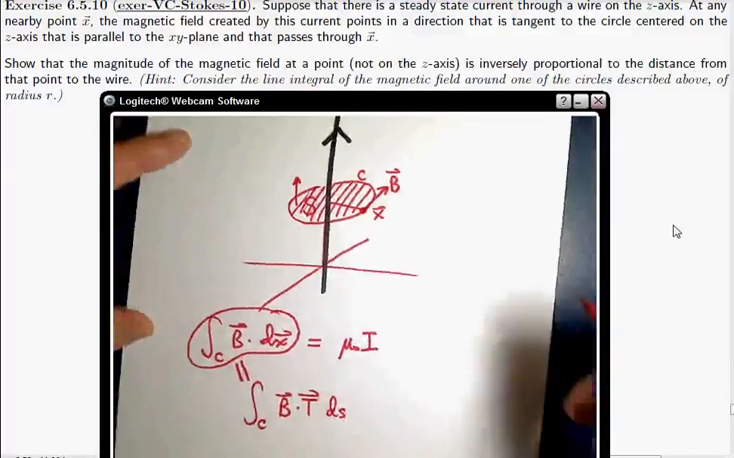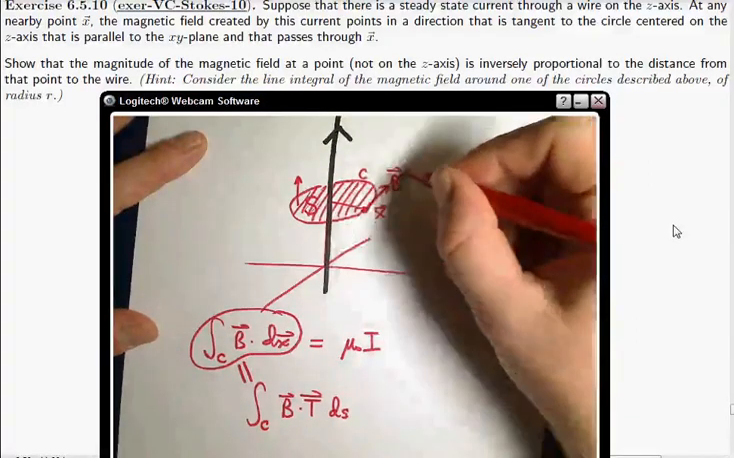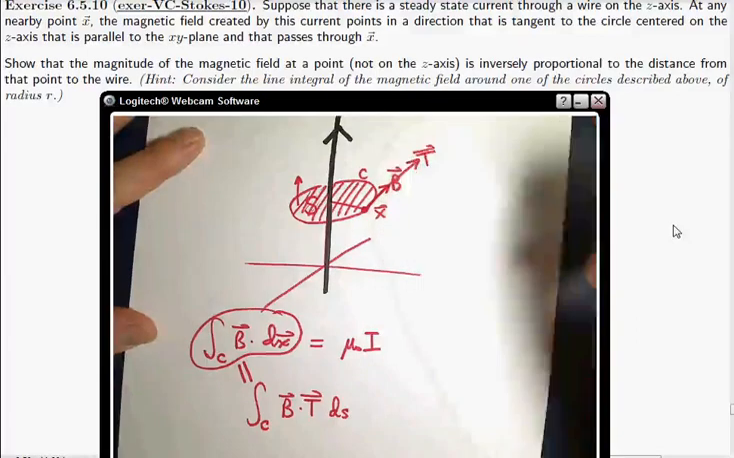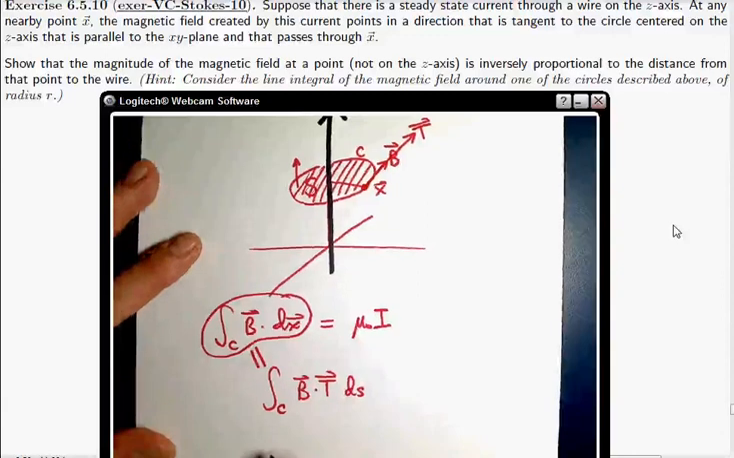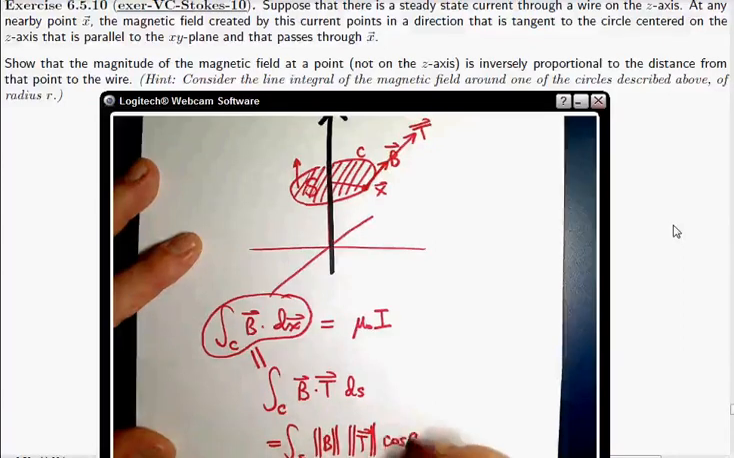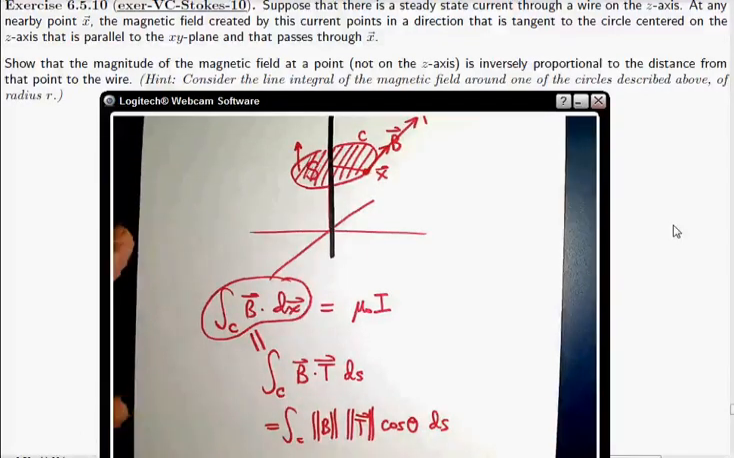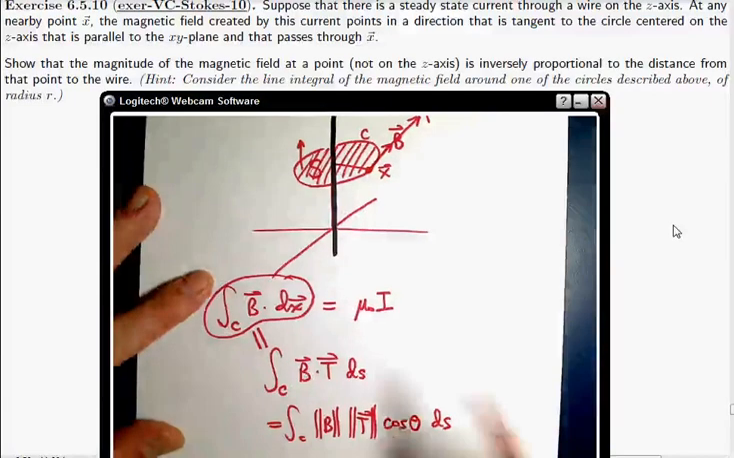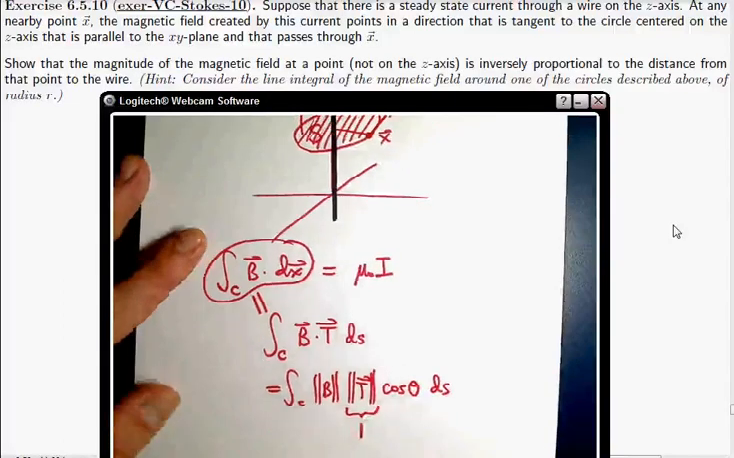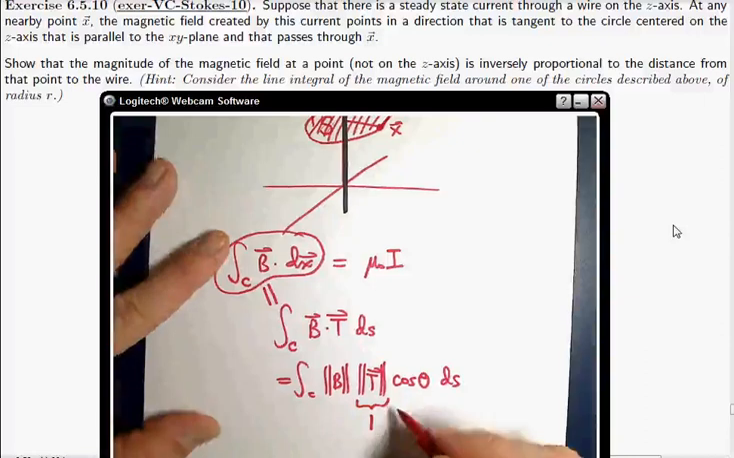So remember, there's this unit tangent vector that's pointing tangent to the curve, like that. Now, dot products I can rewrite. Of course, this is length of B, length of T, cosine theta, d little s. Dot product formula. Now, good news. This is a unit tangent vector, so the length of T is just 1. What about the cosine of theta?